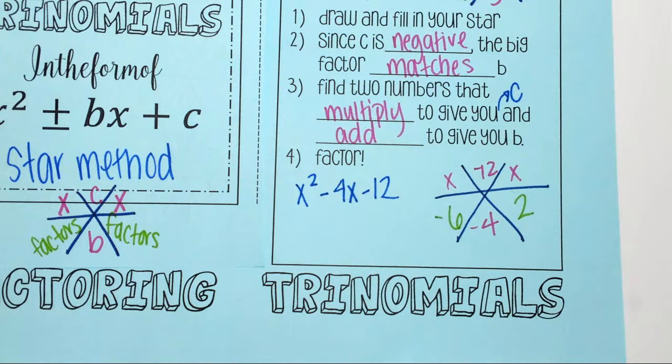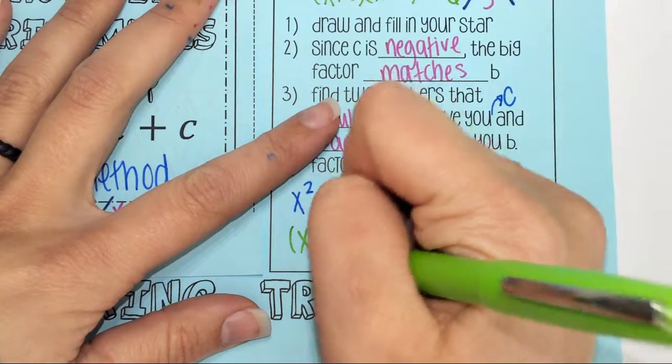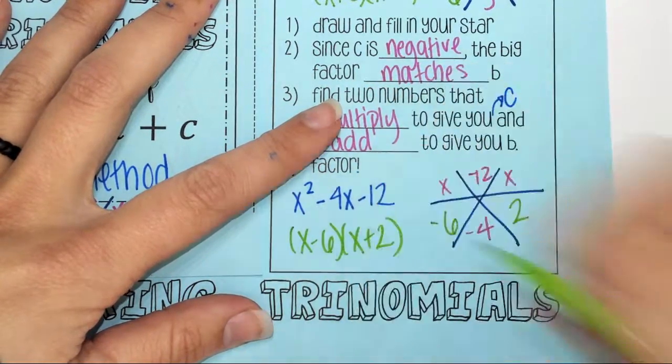Could you do the negative 2 and a positive 6? If we did negative 2 and positive 6, what would that add to give us? Positive 4. And what do we need? Negative. Look at us go. X minus 6, x plus 2.